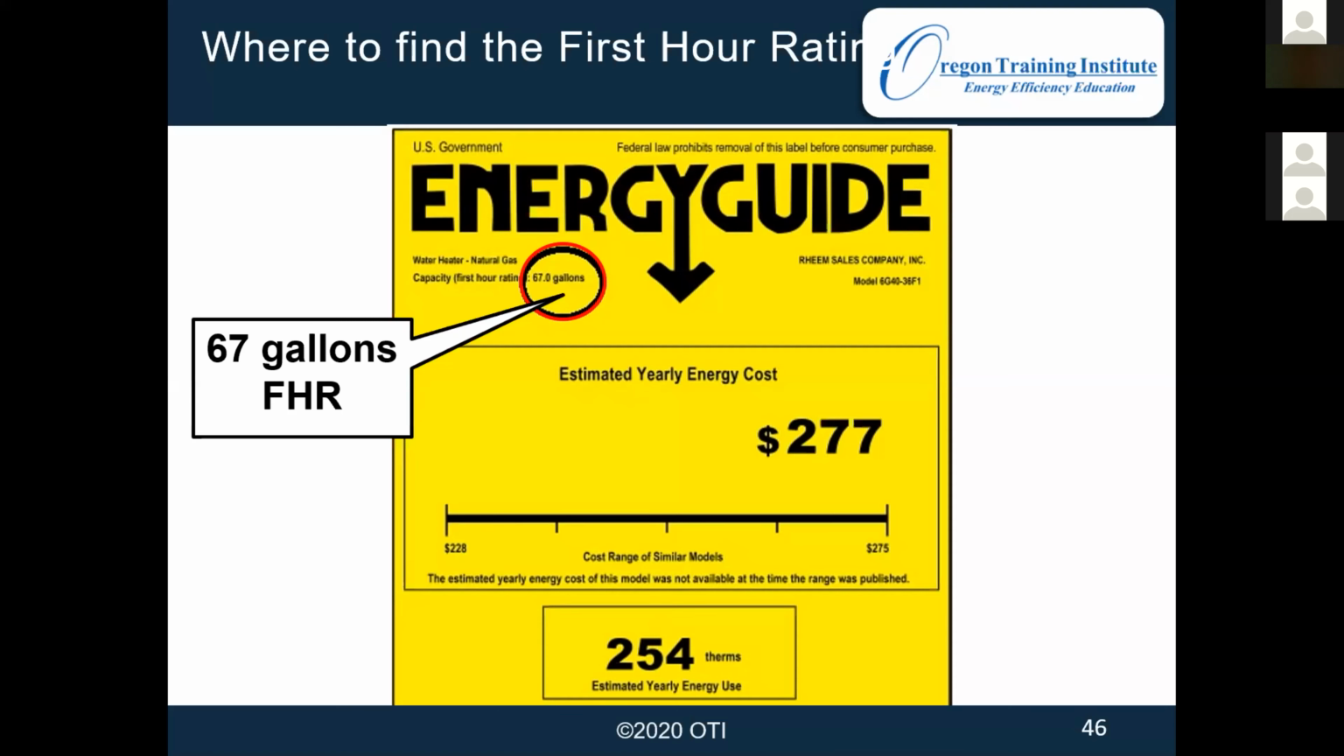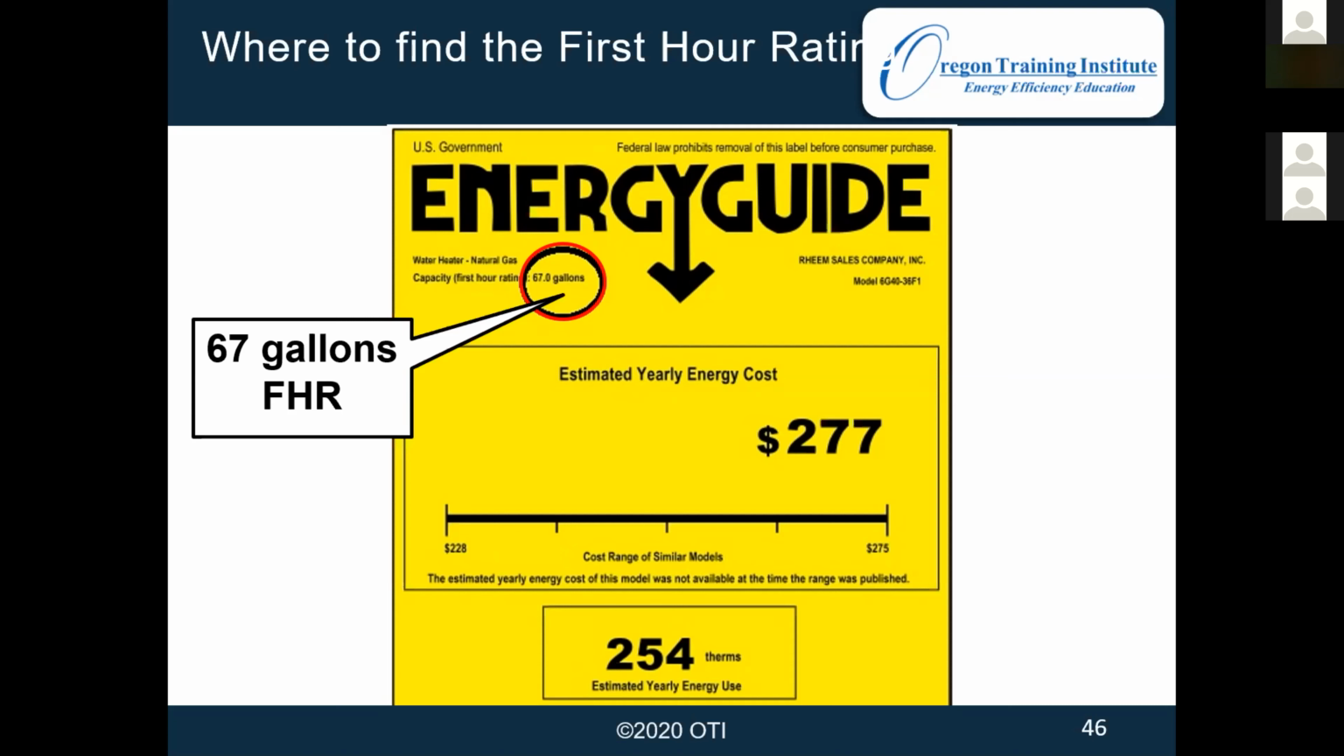So 67 on our first hour rating, that means it can put out 67 gallons of hot water. Does that mean the tank is 67 gallons? No, but the tank is going to be full of hot water, and as we use it, it's going to be able to recover some of that. So it'll be higher than the actual capacity.